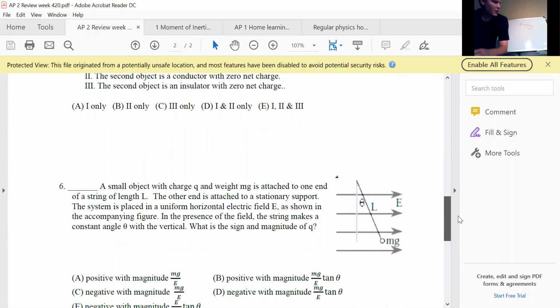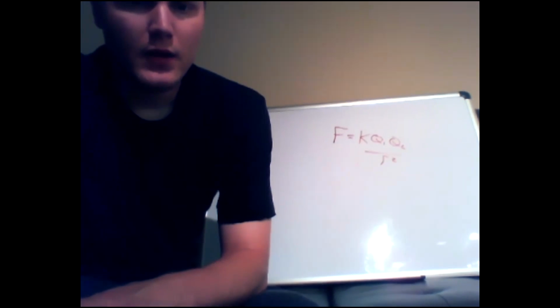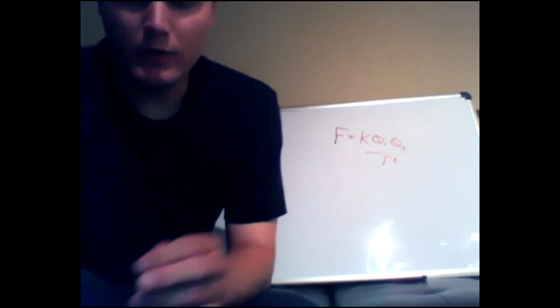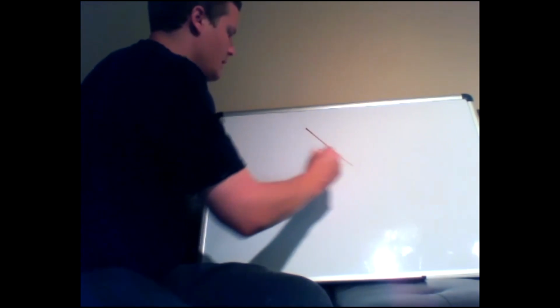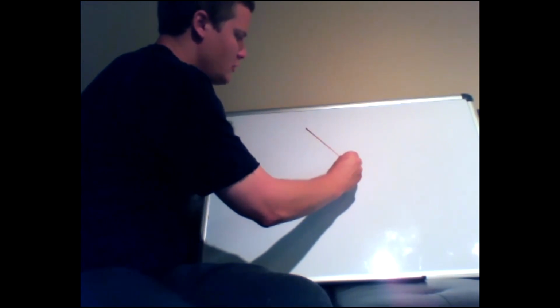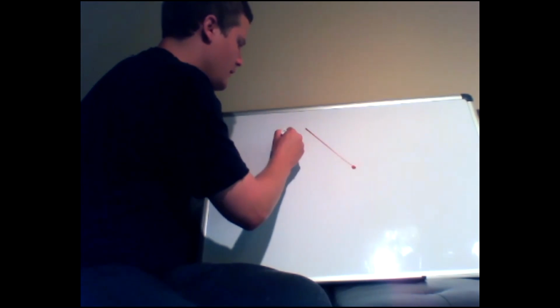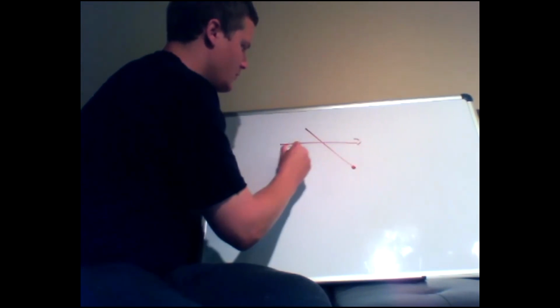So number 6, and I'll bring up my whiteboard here in a second, but pause it if you need to, I'm just going to write it on my whiteboard right now. What we have is some sort of charged object in an electric field, and it's being pushed to the right. We have some length of string here, then a charged object right here, and an electric field that points this direction.